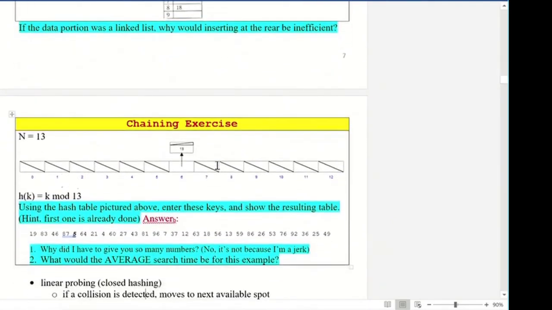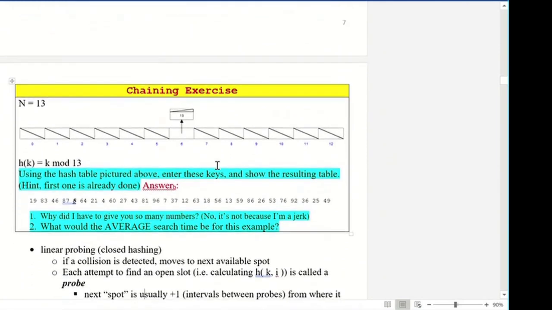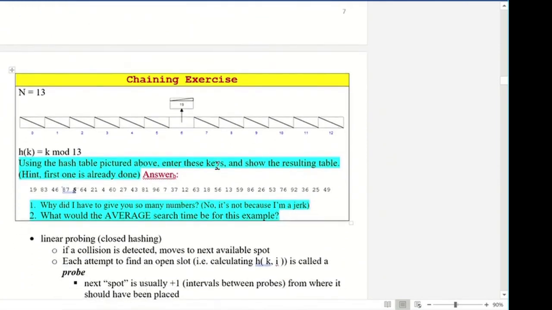So here's what I want from you. Here's our first chaining exercise. All I want you to do is notice a couple of things. Number one, the number of buckets is 13. Number two, the hash function is k mod 13. So all you're going to do in this chaining example is put those values in the correct order.